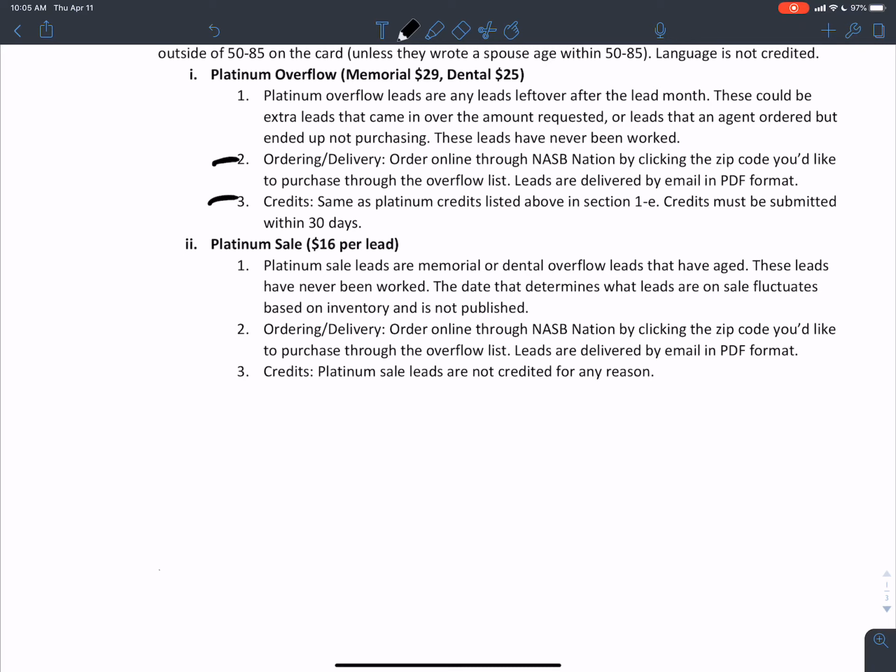Okay, credits. Platinum sell leads. What a platinum sell lead is, you're going to see this on the website. A platinum sell lead is if we mailed for an agent, say an agent wanted 15 leads a week, right?